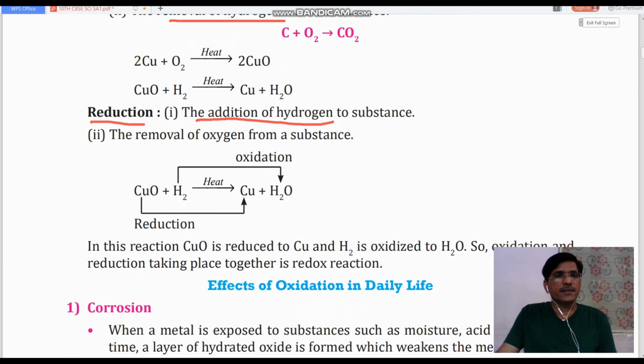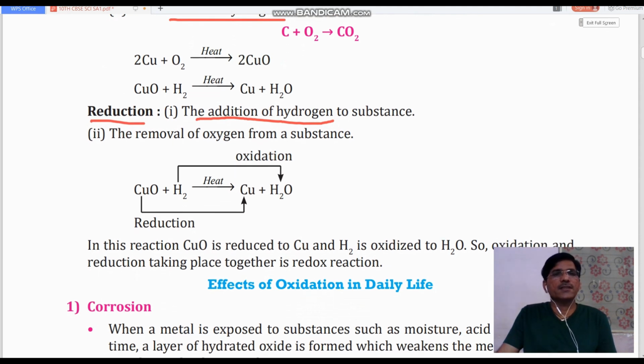Now you will see an example. First of all, we have to understand reduction: addition of hydrogen or removal of oxygen. In CuO, oxygen is removed, so we can say it is a reduction reaction. We can also say there is addition of hydrogen, so H2 is added to form H2O. So two reactions at a time: one is reduction, another is oxidation.